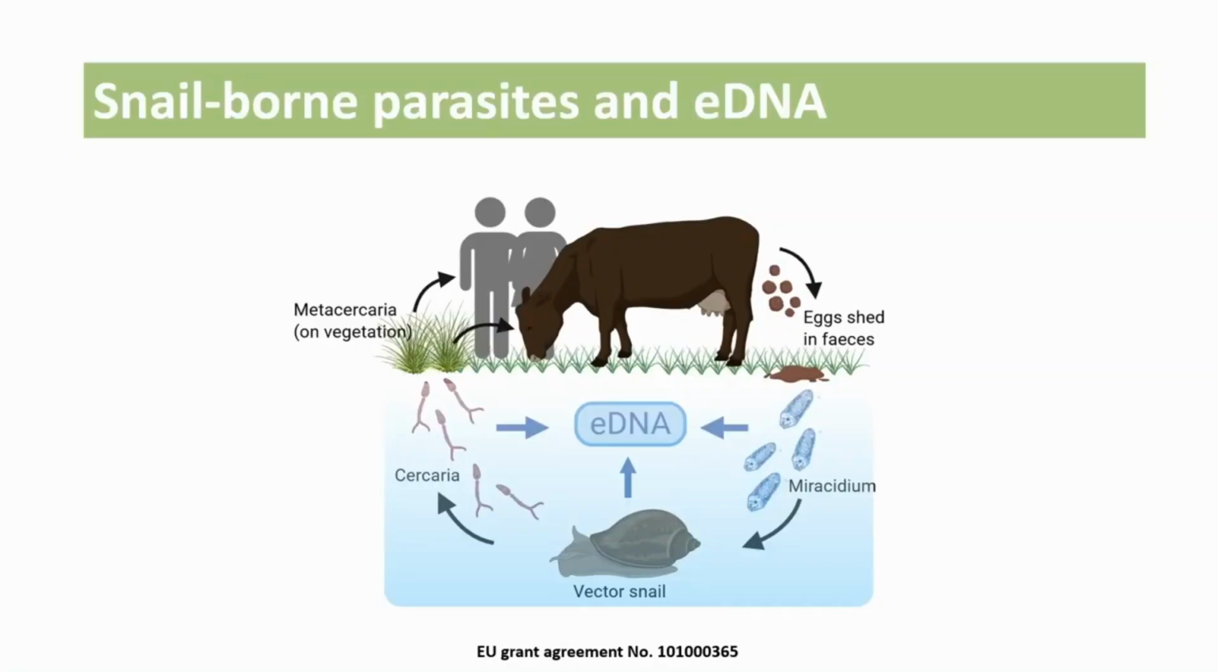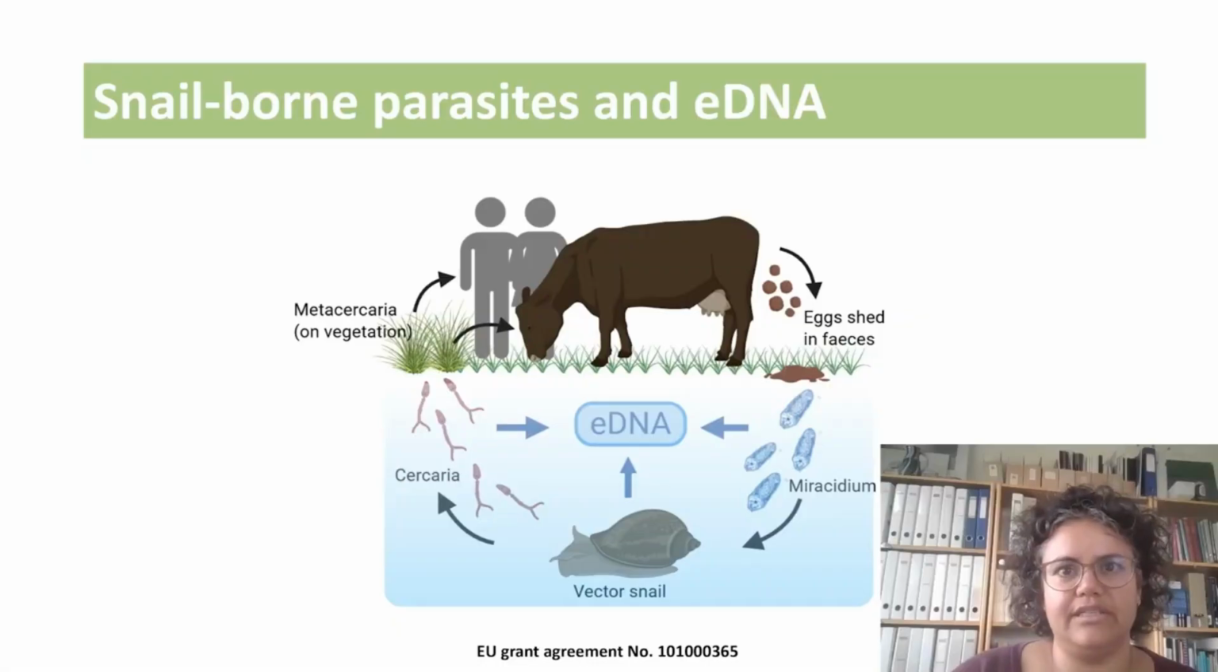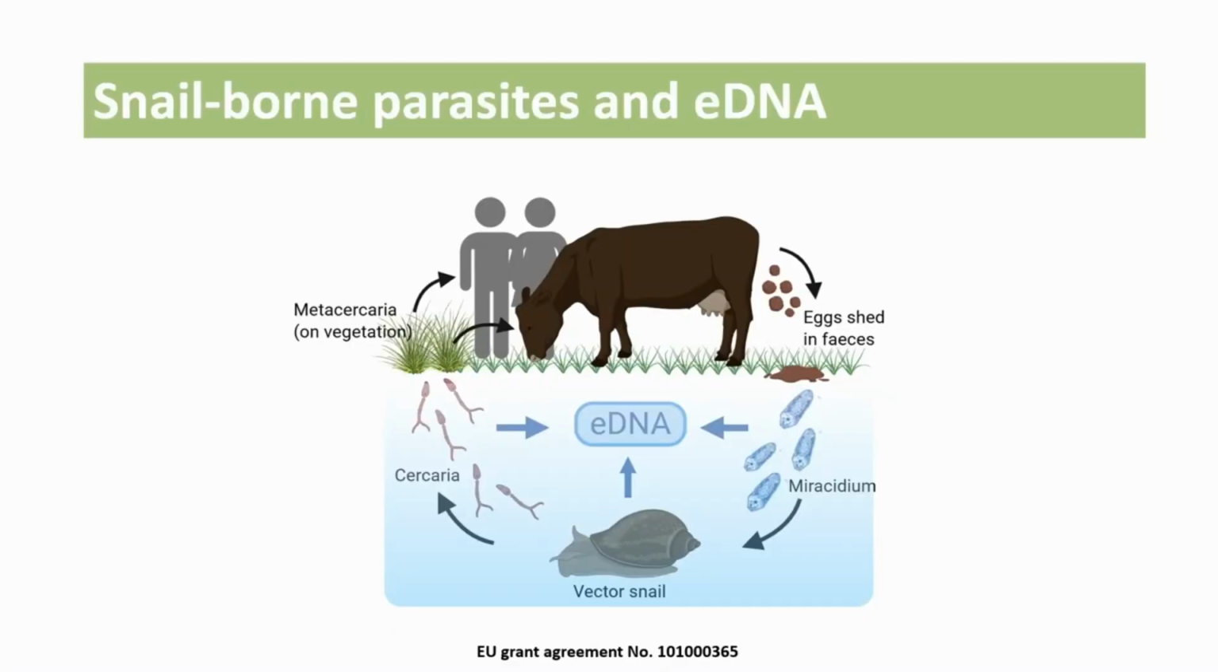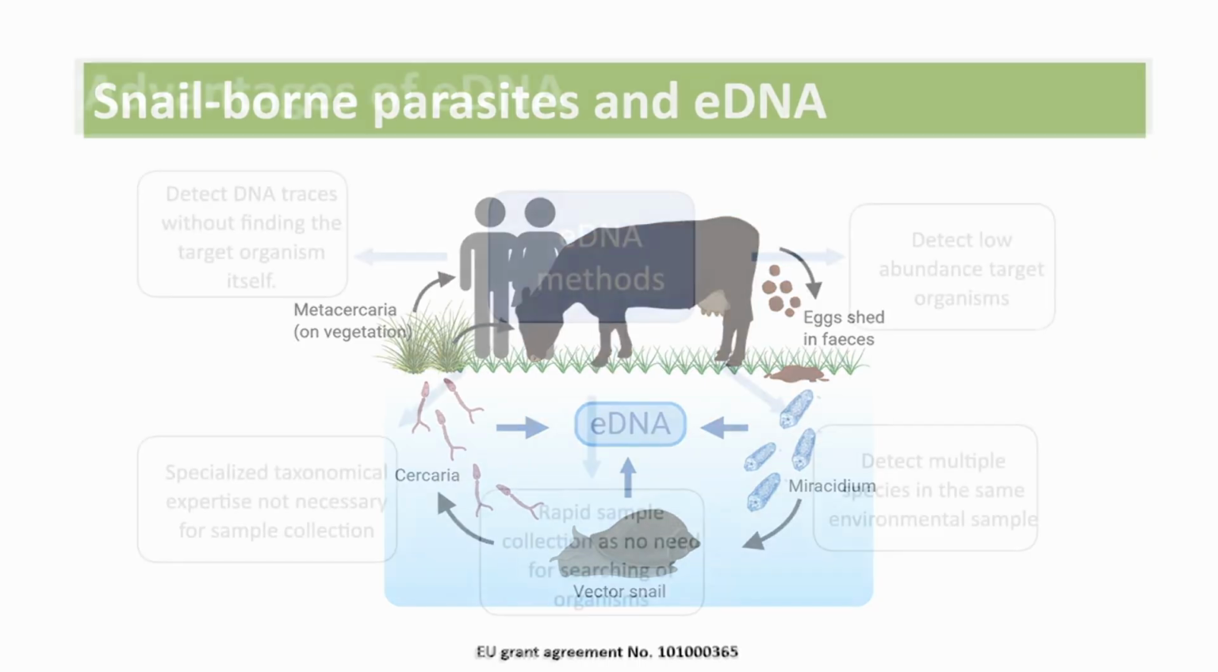When it comes to snail-borne parasites and eDNA, here using Fasciola liver flukes as an example, all the parasite stages outside the main host, such as eggs, miracidia, and cercariae, all contribute to the pool of parasite eDNA in the water body, and can therefore be detected in water samples. Also, the vector snails, being aquatic or semi-aquatic depending on the species, shed DNA into the same environment and can be detected in the same water sample.